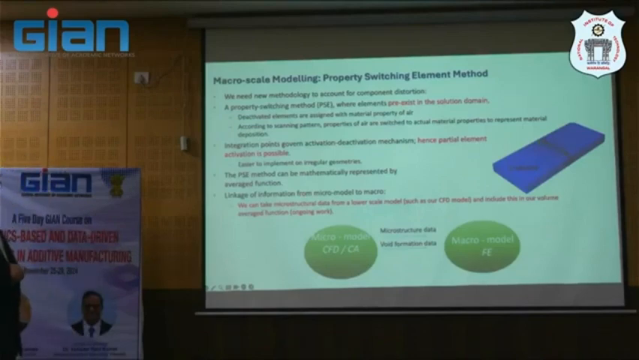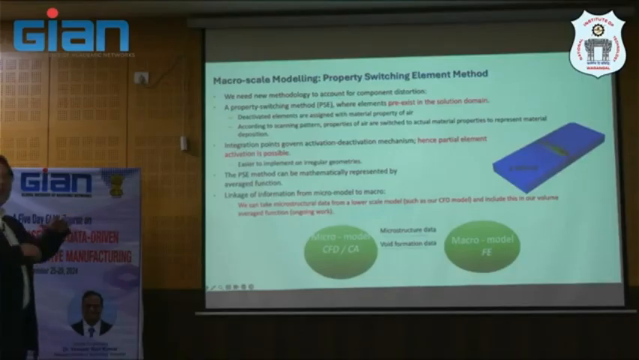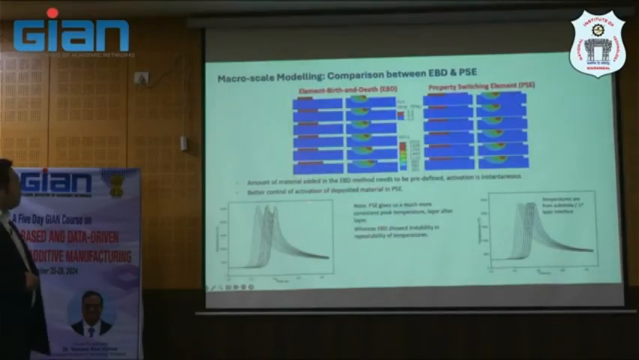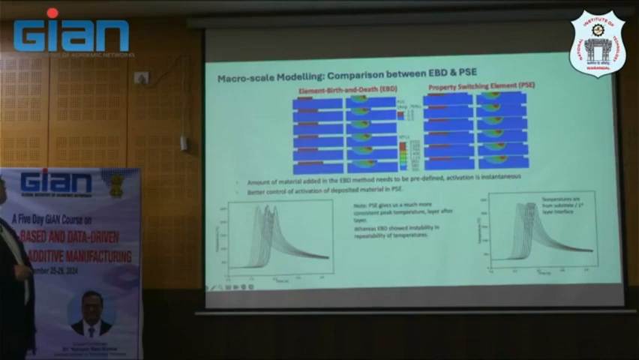So we will need to take into account the lower length scale data. That's what I mean. But today I'm trying to elaborate more on what it means. So take microstructure data from the lower length scale model to include the information in the part scale analysis here. So there are two different methods that we mentioned. One is called element birth and death, that means birth and death, and one element is assigned one property. Another one is the switching function.